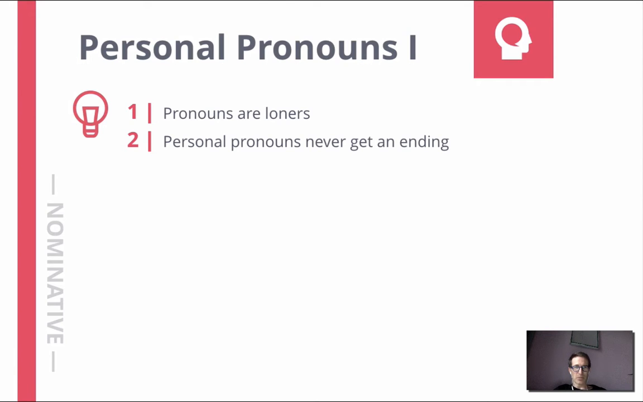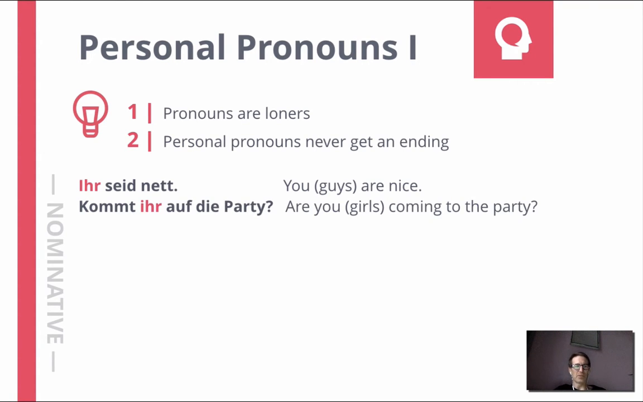And personal pronouns, that's the only time you really need to focus on the word personal. They never get an ending. To give you an idea, if you say ihr seid nett, you guys are nice, the ihr would never get an ending. You would never say ihre, ihren, ihrem, ihres, never. If it refers to a person or a thing, it doesn't get an ending. And if there is no noun following. Yeah, so if they are pronouns.